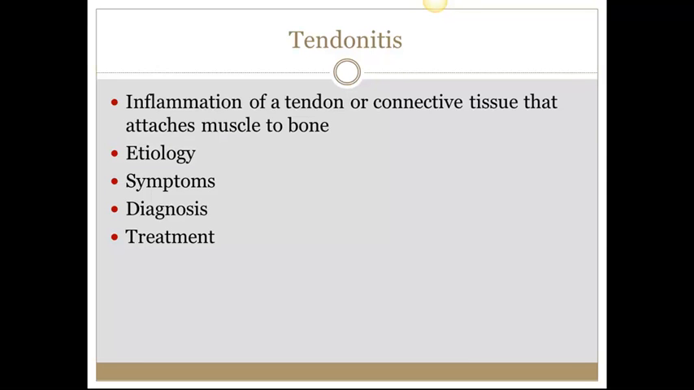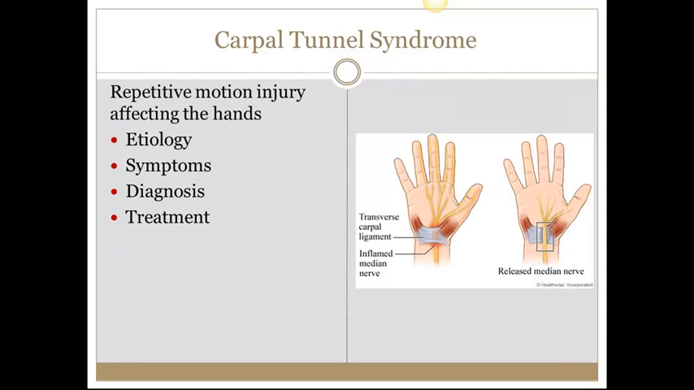Tendonitis, which is the inflammation of a tendon or connective tissue that attaches muscle to bone. The etiology is repetitive motion, injury, and it can be caused by calcium deposits. Symptoms include pain and tenderness in the area. Diagnosis is physical exam. Treatment is rest, ice, analgesics, and anti-inflammatory medications, and sometimes physical therapy.